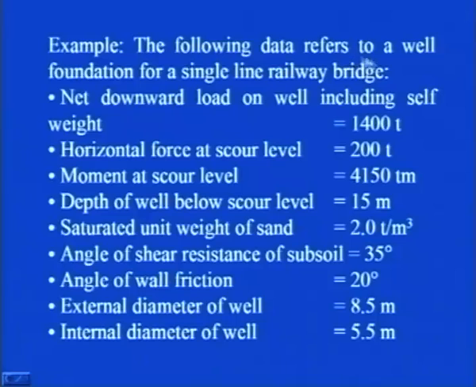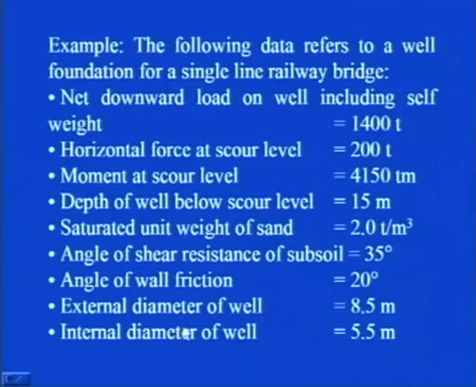The following data refers to a well foundation for a single line railway bridge. First, the net downward load on the well including self weight is 1400 tonnes. Then the horizontal force at scour level is 200 tonnes. Moment at scour level is 4150 ton meter. Depth of well below scour level is 15 meter. Then the saturated unit weight of sand is 2 ton per meter cube. Angle of shear resistance of subsoil is 35 degree. Then the angle of wall friction is 20 degree.